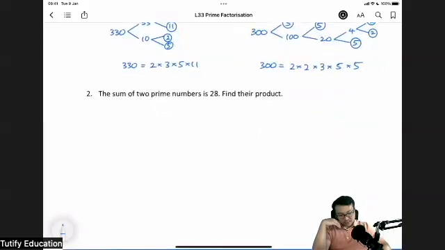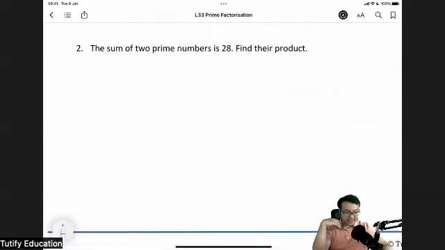Now, they say that there are two prime numbers that add up to 28. Find their product. Isn't it the same as one of the examples we did just now? There are two prime numbers. They add up to 28. The question is asking you to find the product. So please, students, take 1 minute. Can you find the answer?